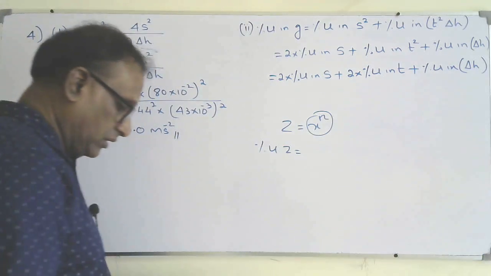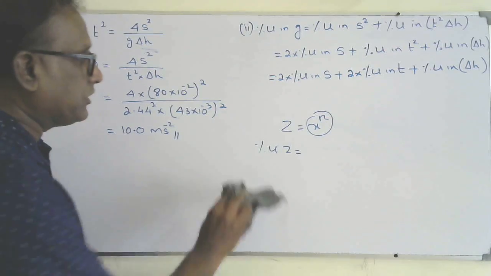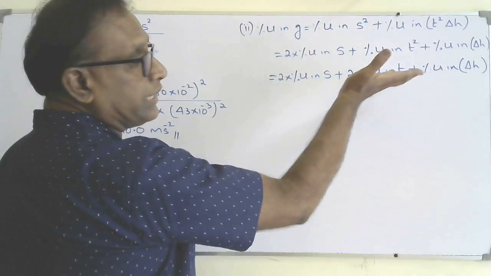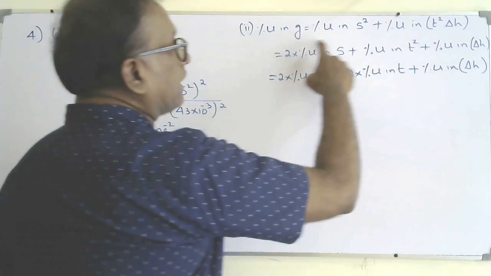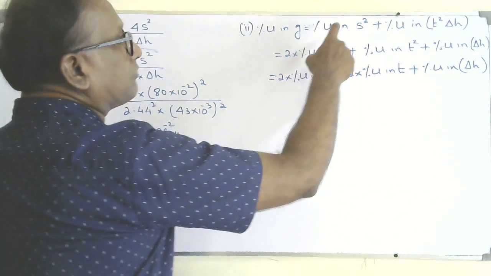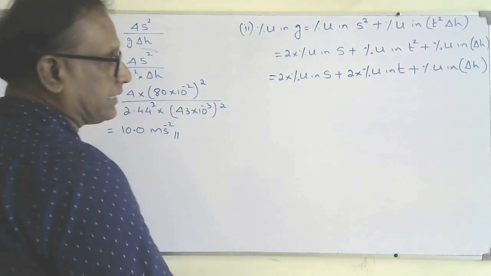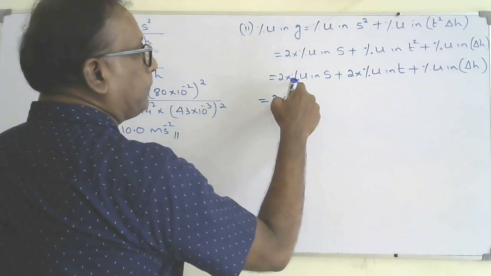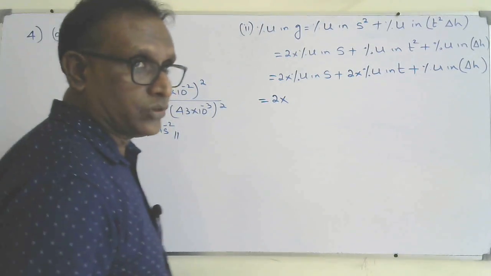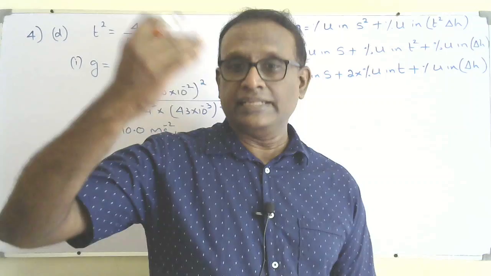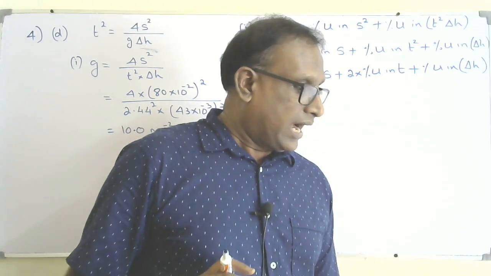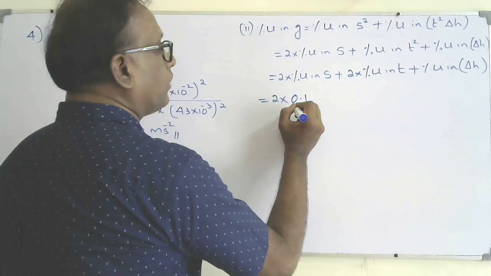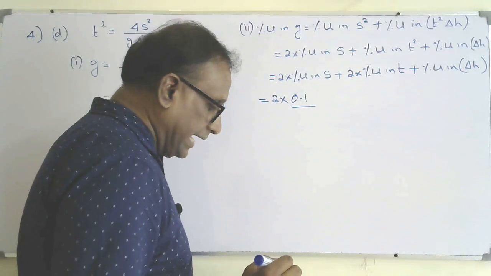Okay, so now the only thing we need to do is substitute. In the exam, those who are good at doing this quickly don't need to write this one. You can directly jump to this one from here. Anyway, for your understanding, I wrote it step by step. So this is going to be 2 times percentage uncertainty in S, equal to uncertainty in S divided by the value of S. Uncertainty in S is given as plus or minus 0.1. So 0.1 over 80 centimeter.